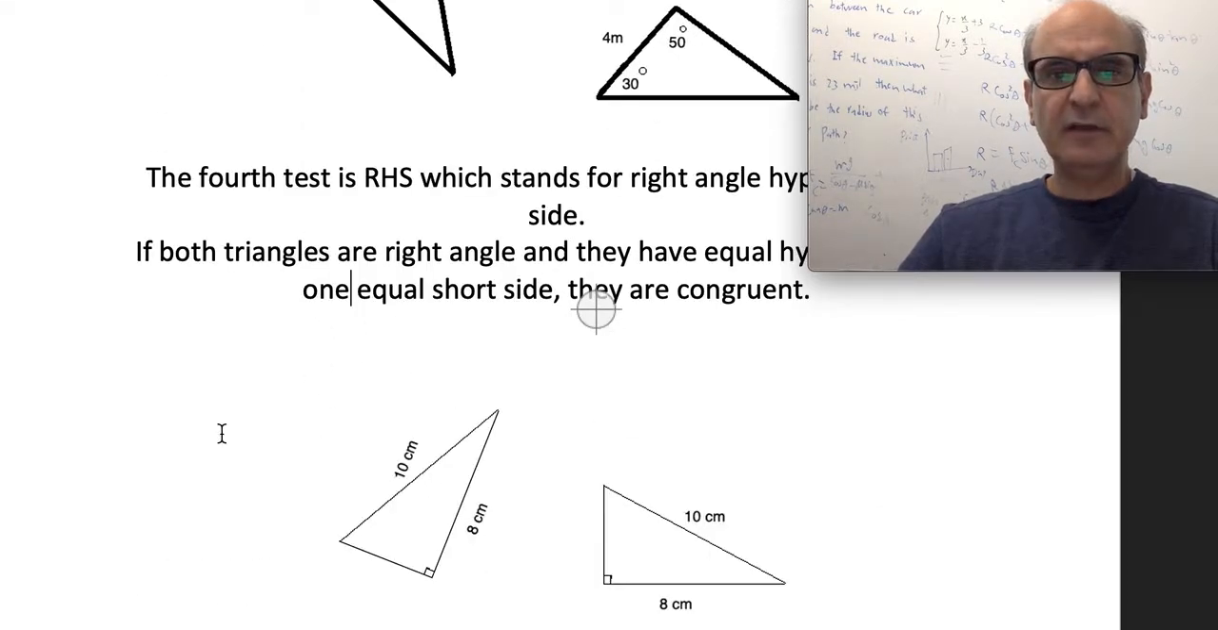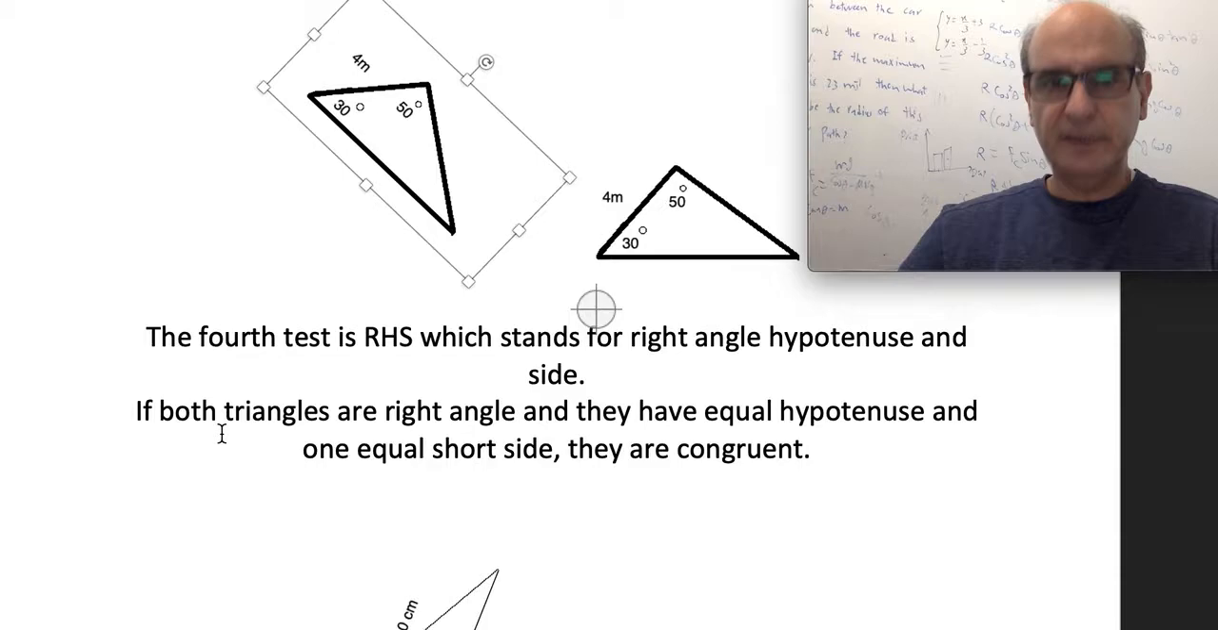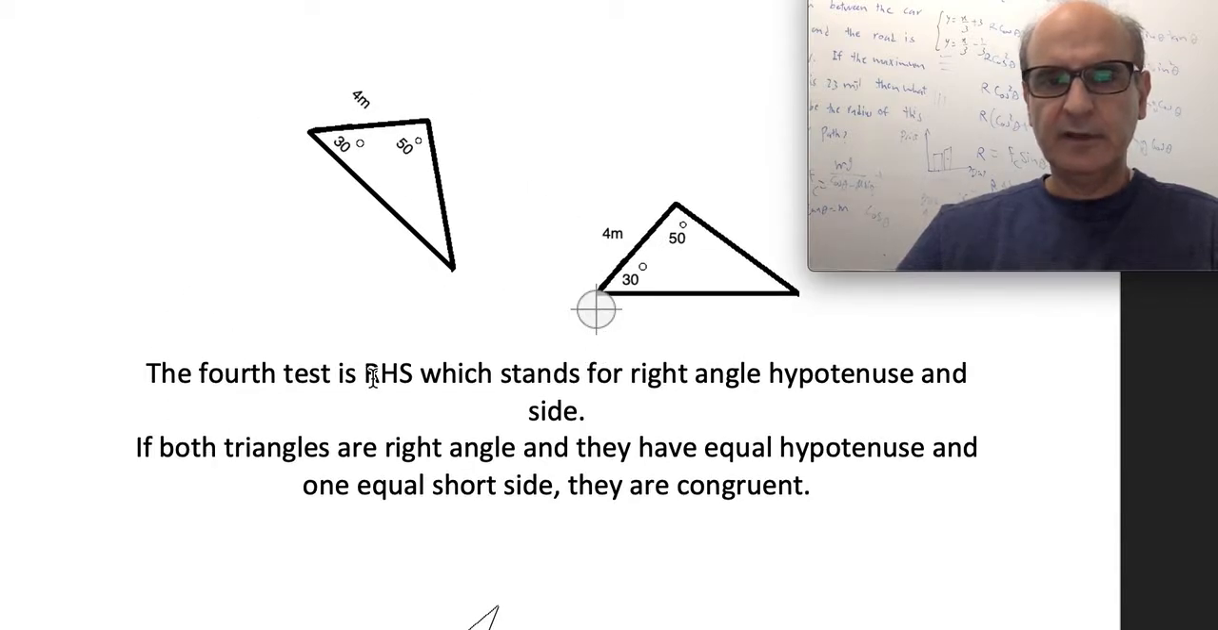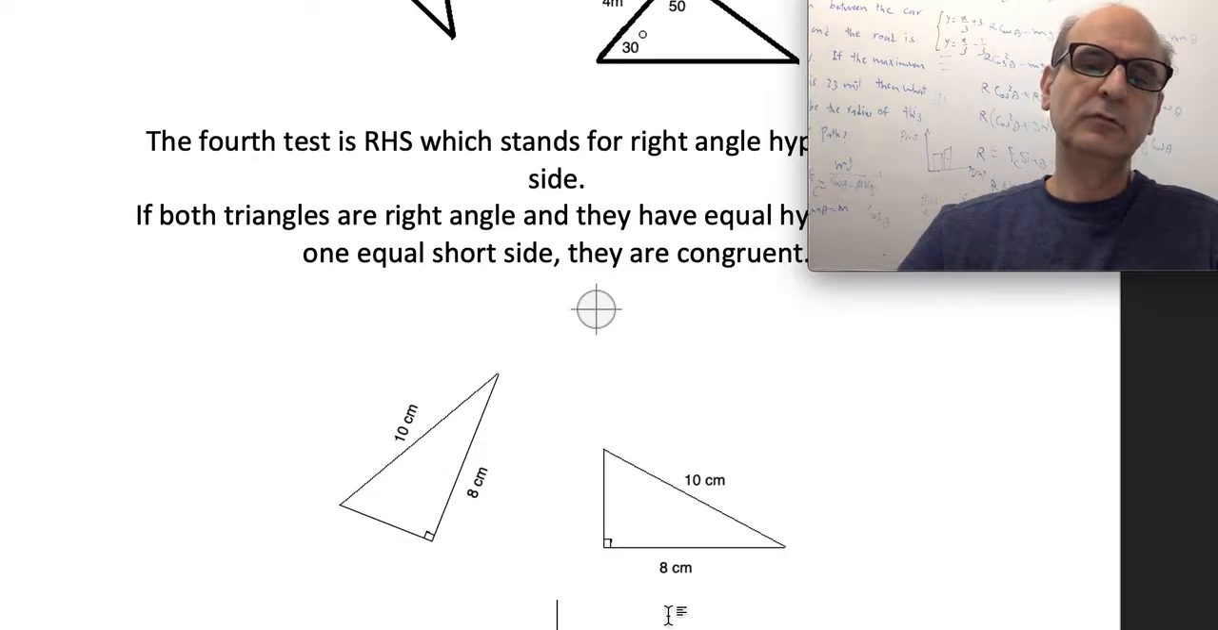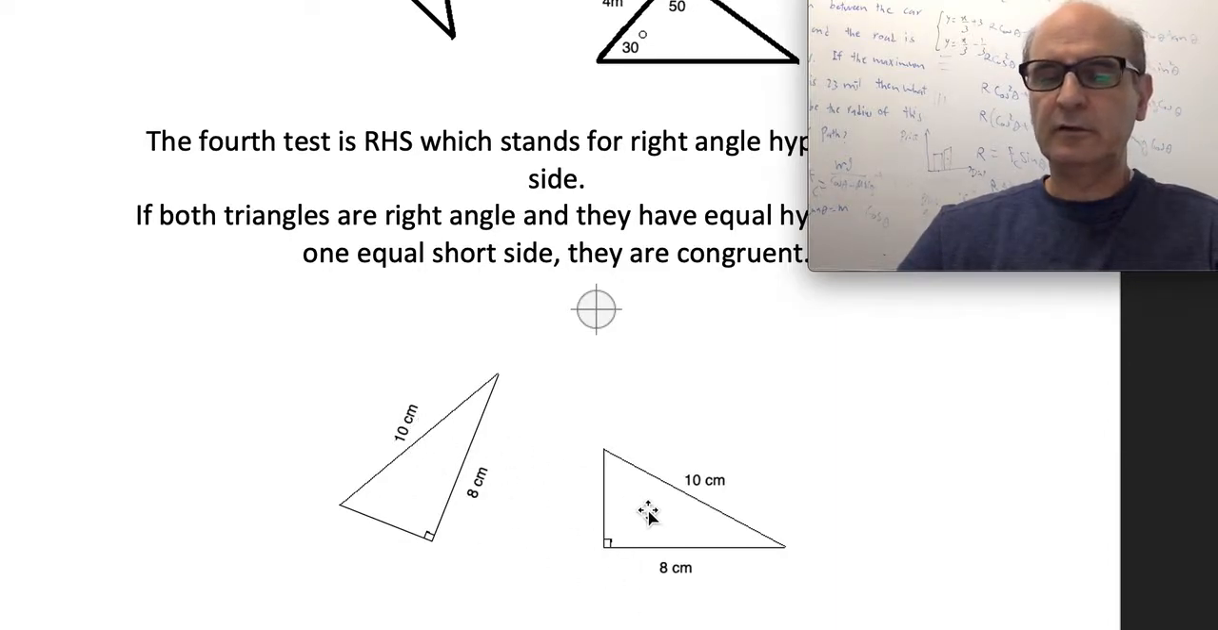The last one is called RHS, right angle, hypotenuse, side. What this means is, if you have two right angle triangles and they have equal hypotenuse and one equal side, then that's enough for us to show that they are congruent.